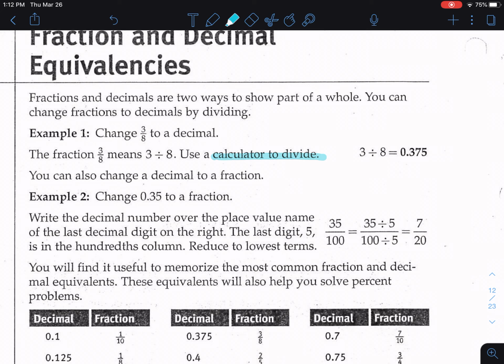You can also change this decimal over to a fraction. It says write the decimal number over the place value name of the last decimal digit to the right. So this is what it means. This is 0.35, and this 5 is in the hundredth spot, so that's why we have that 100.